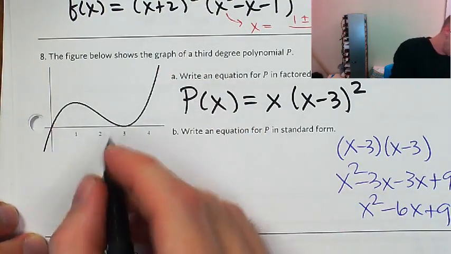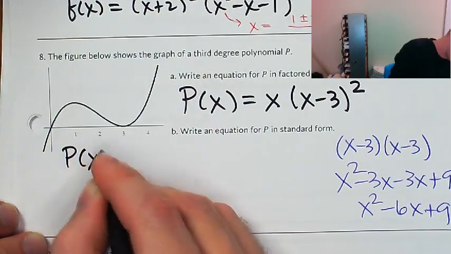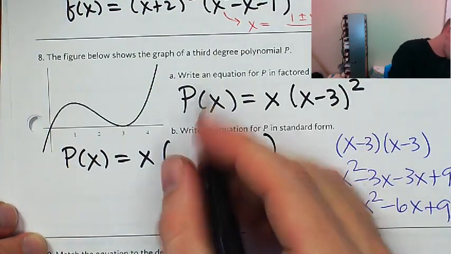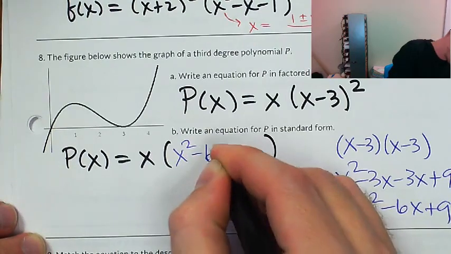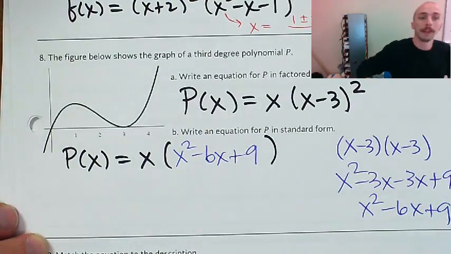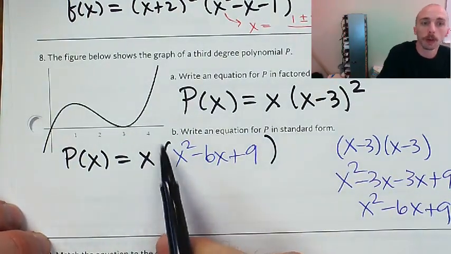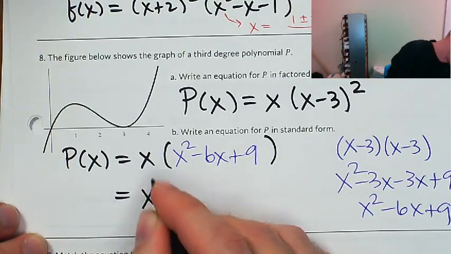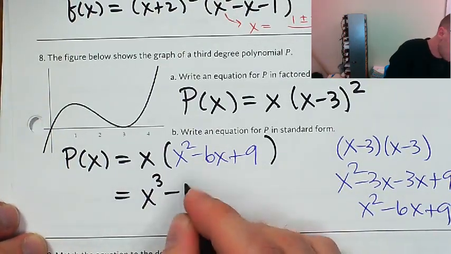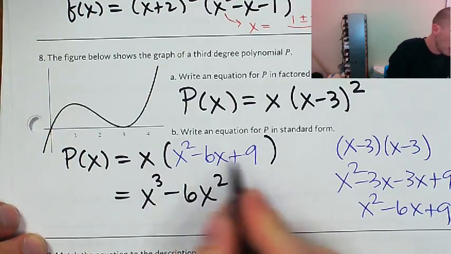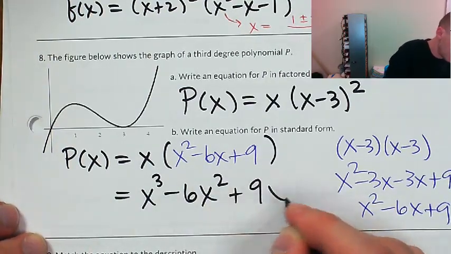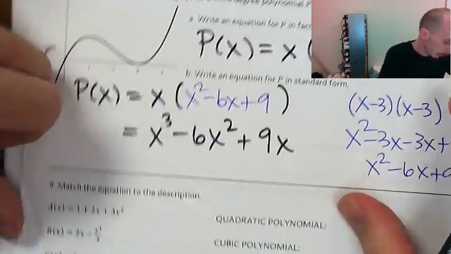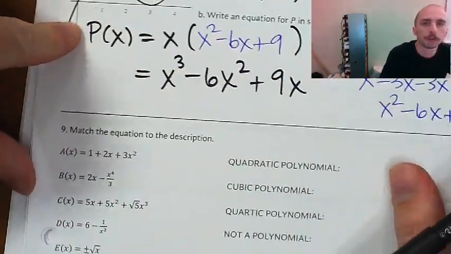So what I've got is x multiplied by this x squared minus 6x plus 9. Okay, and then I'm going to distribute this x across all three of these terms, and I'll say, all right, x times x squared, that's x to the 3, x times negative 6x is negative 6x to the 2, and x times 9 is positive 9x. Great, happy, move on. All right, now we're going to match the equation to the description.